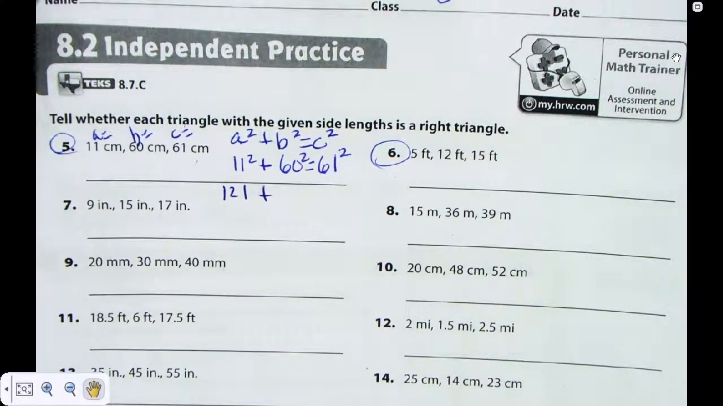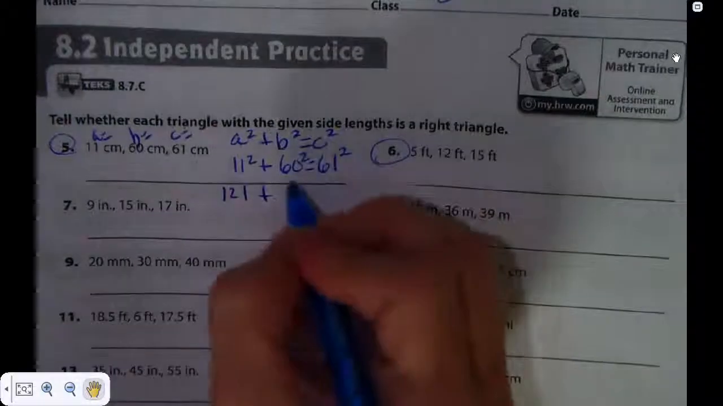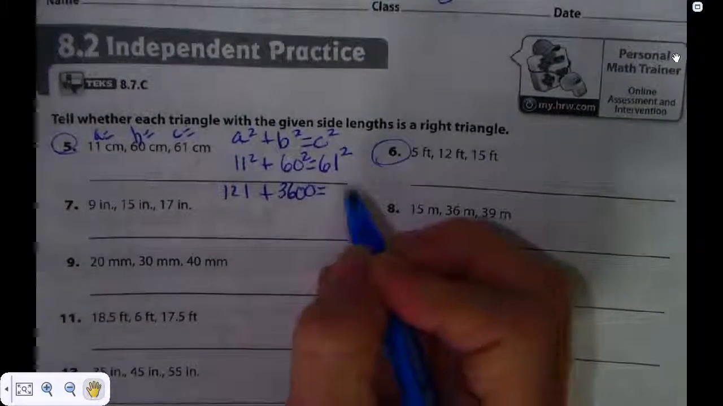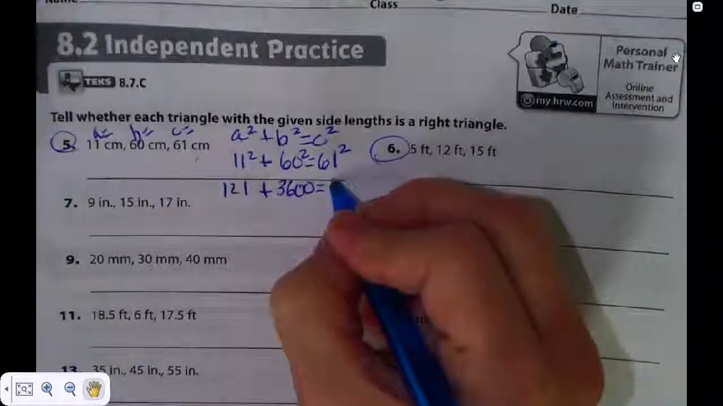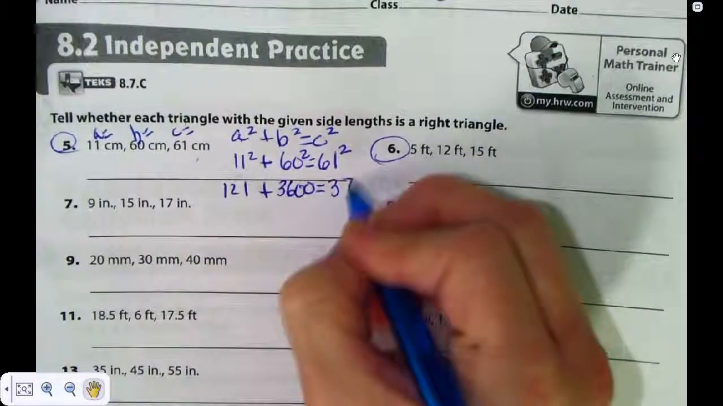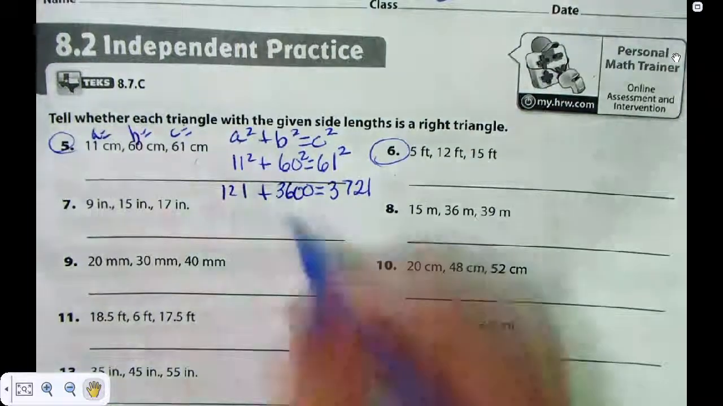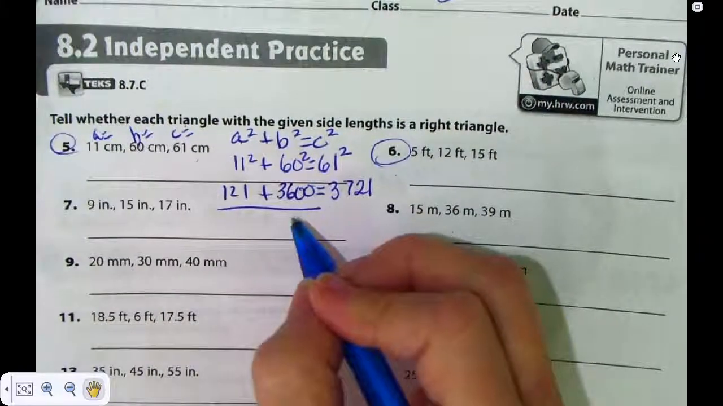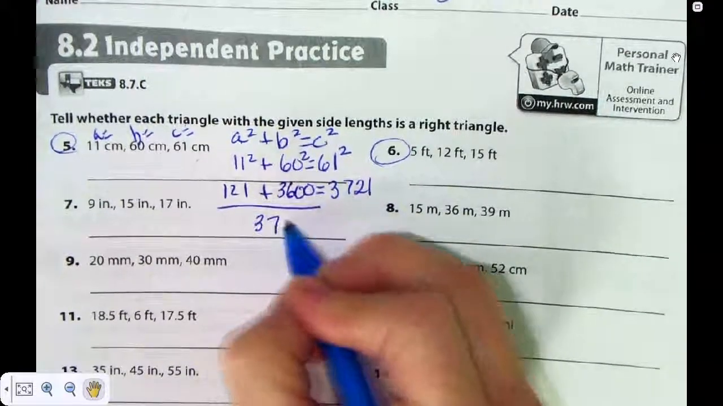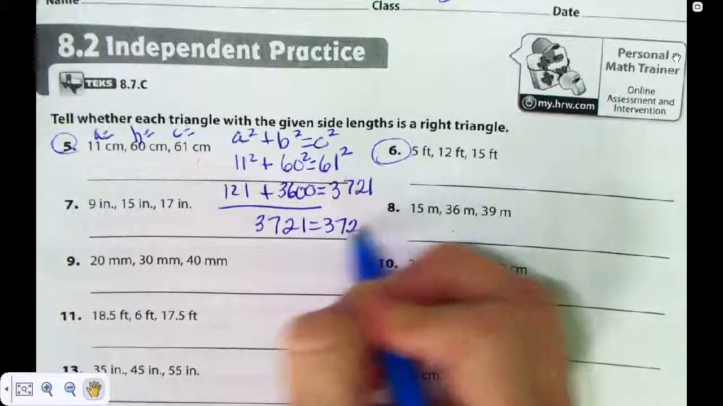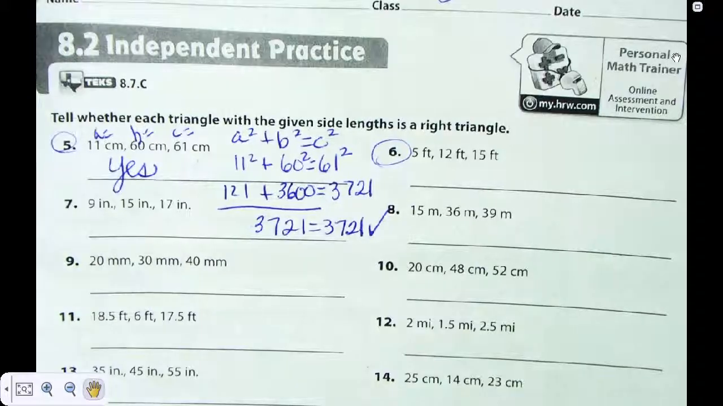60 squared? 3,600. How many knew that without even doing the math, the calculator? Because 6 times 6 is 36. 2 zeros. What's 61 squared? Good job. Now what do I do? I add these two together. I'm not trying to find the length of a side. I'm trying to prove these work. So that's going to be 3,721. Hey, look at there. Check. So what do you know? It's a right triangle.